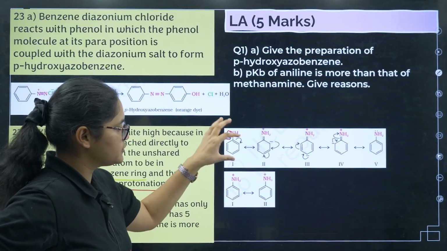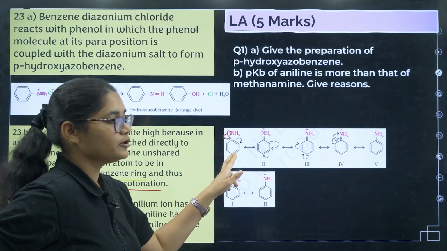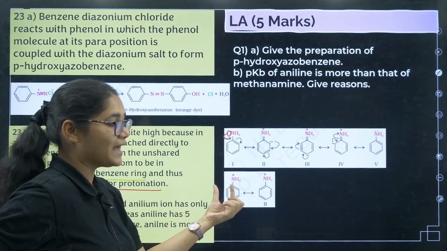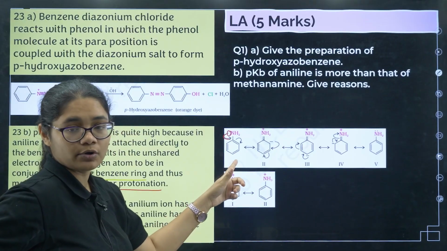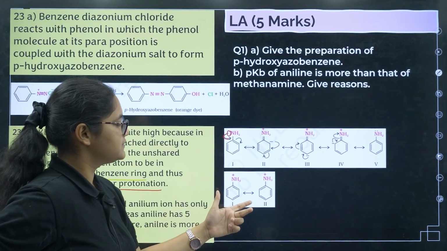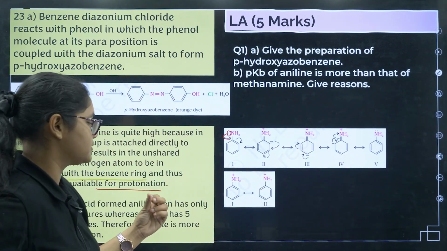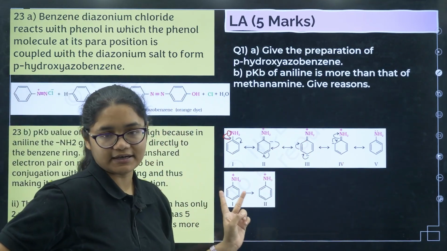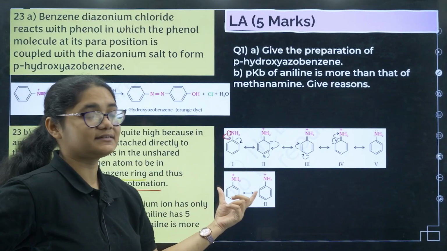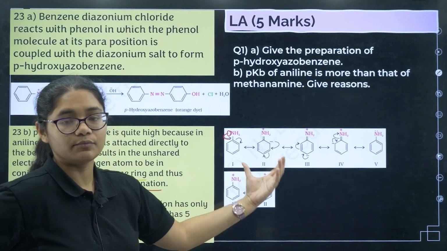Now this is the base, then this one is the conjugate acid. So whether this one is more stable or this one is more stable. If the conjugate acid is more stable, then it is a strong base, but if it is less stable, then it is a weak base. So if I see here, you can see a lot of resonating structures, almost 5 resonating structures. Here we have only 2 resonating structures. So definitely this is less stable. If the conjugate acid is less stable, that means it is a weaker base.